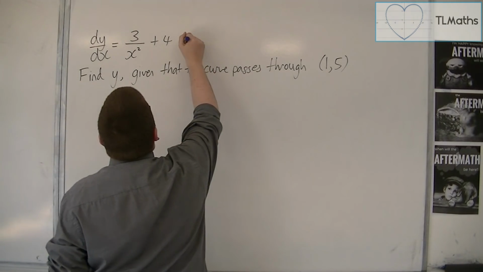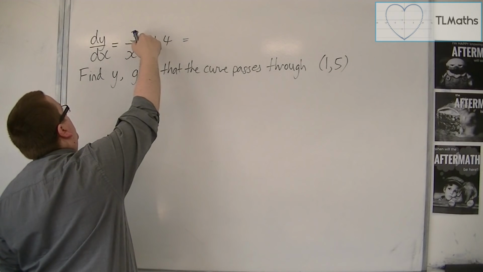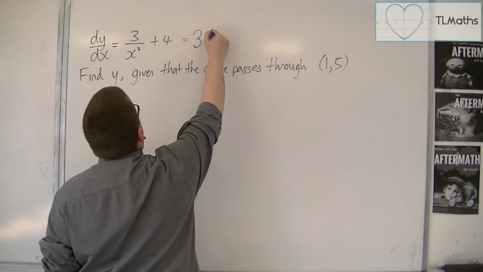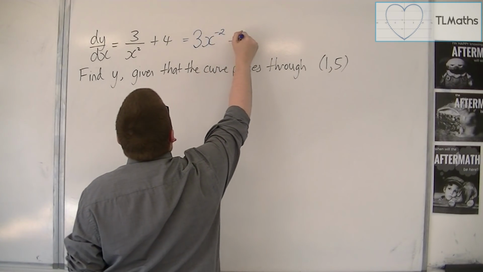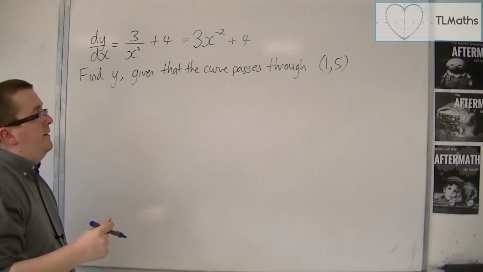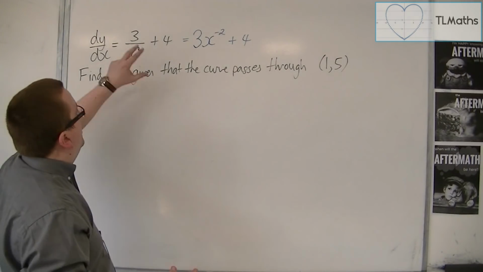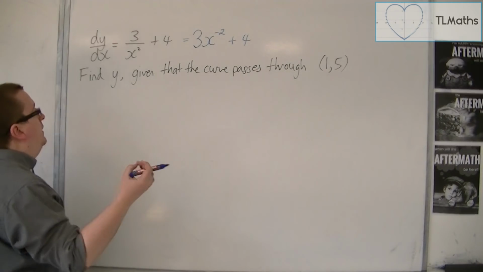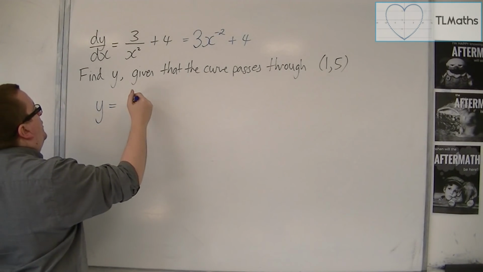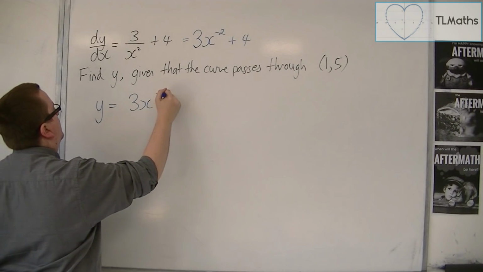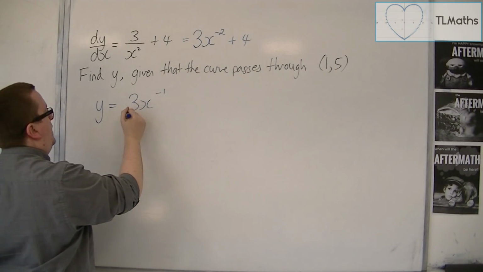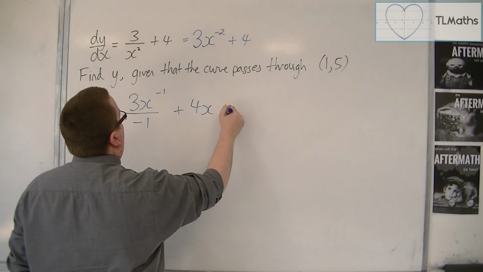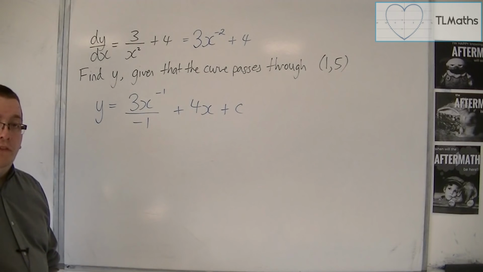So I've got to go back to my indices knowledge and know that this is 3 lots of 1 over x squared. So that's 3 lots of x to the minus 2. And I've still got that plus 4 in the end. So I need to know how to go from the 3 over x squared to the 3x to the minus 2. I can now integrate because I can add 1 to the power, so minus 2 plus 1 is minus 1, and divide by the new power. The 4 will integrate to 4x, and I've got that constant of integration c.